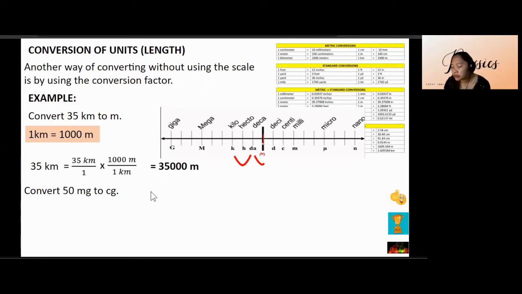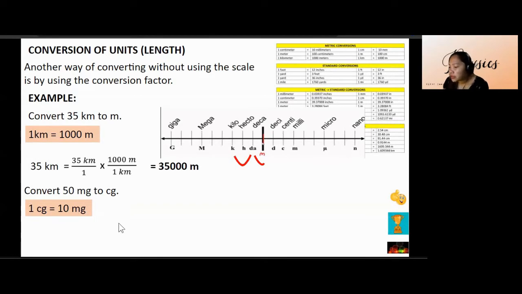Okay, 50 milligrams to centigrams. So we know that in 1 centigram, there is equal to 10 milligram. Where did we get this one? From the metric scale. For every centigram here, milligram is here, so centigram to milligram, that's just 10, right? 10 milligram. One movement to the right is 10 milligram.